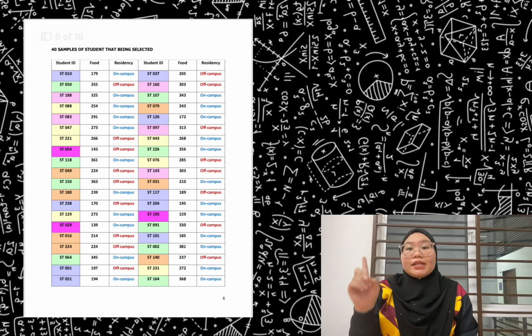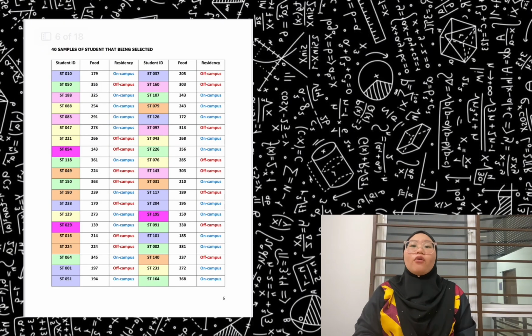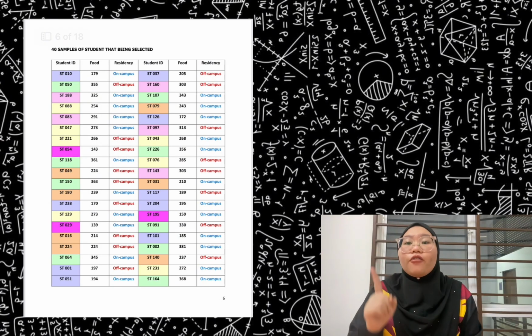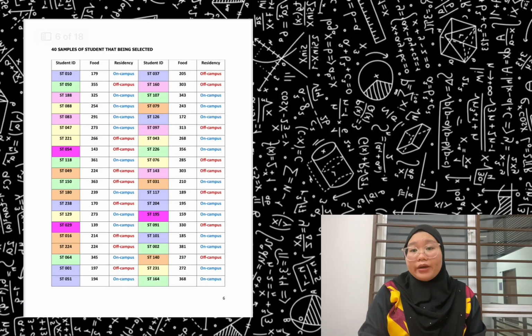To complete the selection of 40 students, we repeat the spinning process 39 more times. This repetition ensures the selection remains fair and random for all participants. By the end, we have a full list of 40 students who were selected without bias.